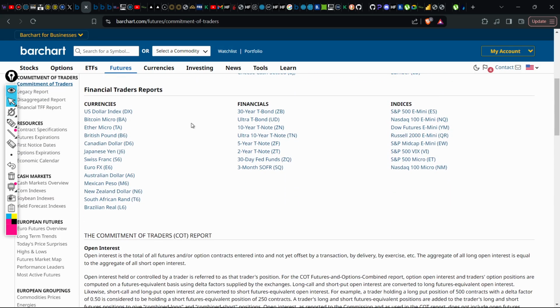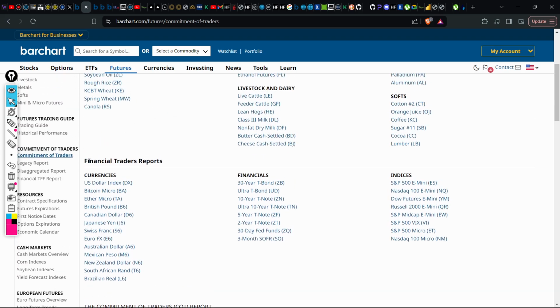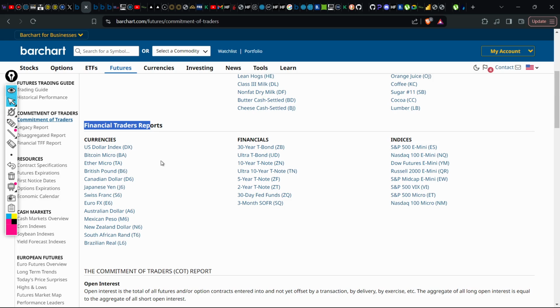Right now, there is the financial traders reports. Now, these financial traders reports, this is where the legacy reports are. And you can see currencies, financials, and indices. They are under this financial traders reports, but this is usually what's called the legacy reports.